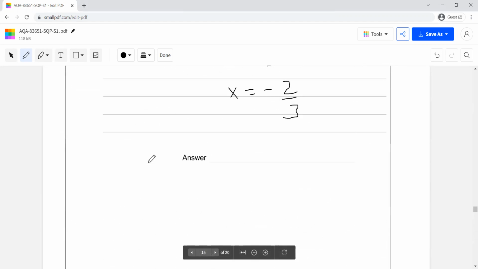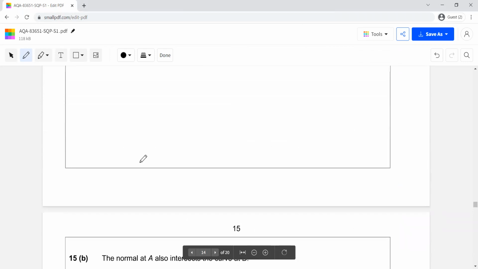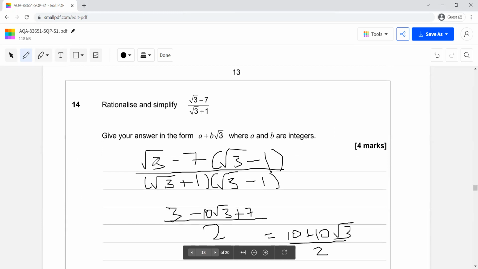So question 16 is fine. Question 15, it's all good. I think I made a mistake. I still think I made a mistake in question 14. I don't think this is right. Yeah, this is definitely not right. Root 3 multiplied by root 3 is 3.